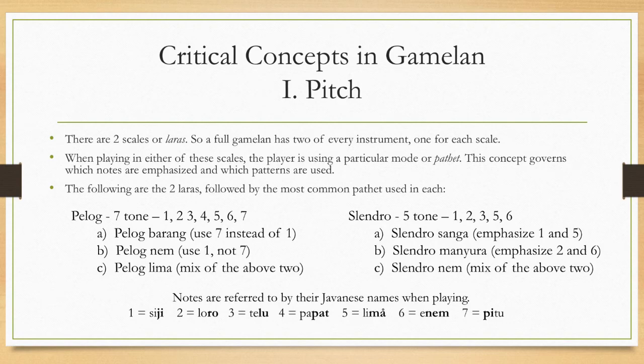So this concept basically determines what notes are emphasized and which particular patterns are used. So we have a particular feel depending on which notes are actually emphasized in each mode. So here on this slide we have the two different laras, the pelog and the slendro. The pelog is 7-tone and the slendro is 5 tones. And beneath we can see which notes are emphasized and how they work.